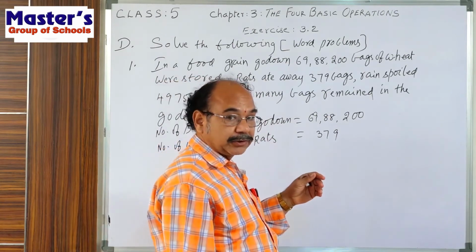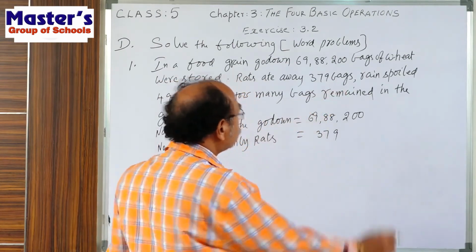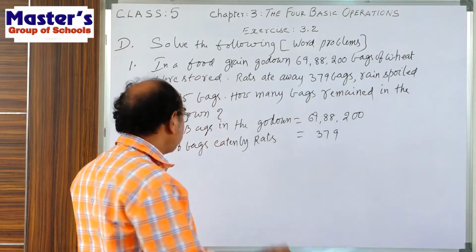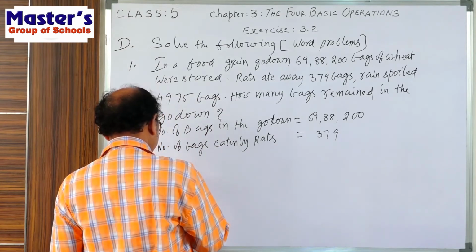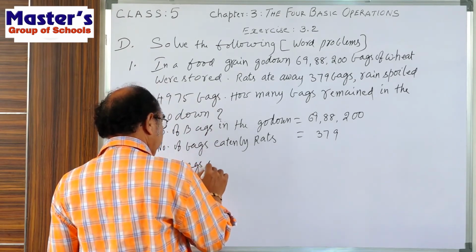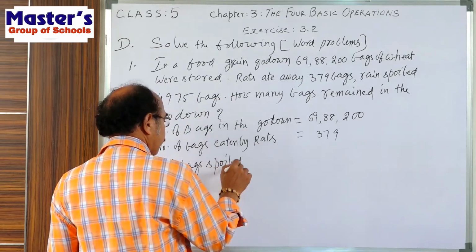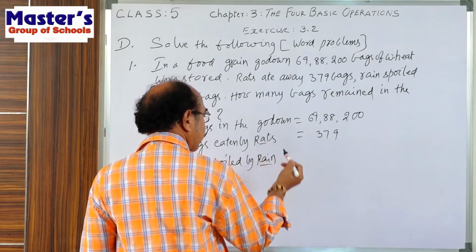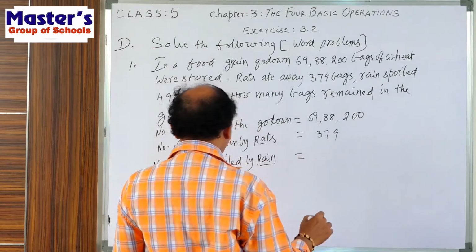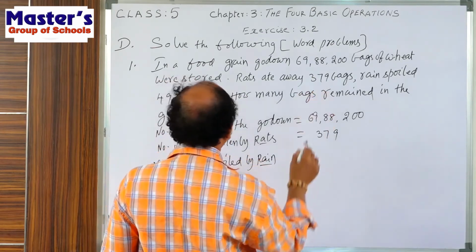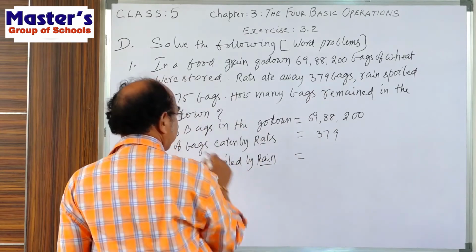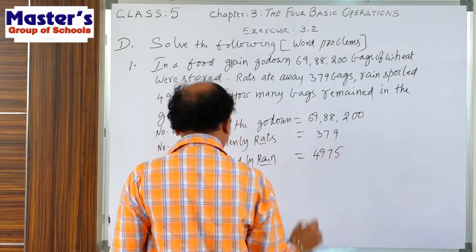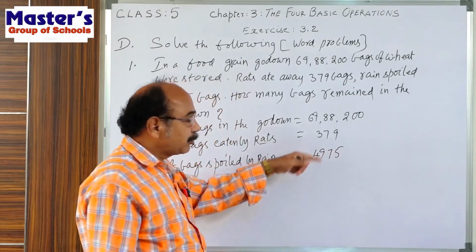Next, due to rains, how many bags were spoiled? Rain spoiled 4,975 bags. So, the number of bags spoiled by rain. Here rats, here rain. So, how many bags were spoiled by rain? 4,975 according to the problem.